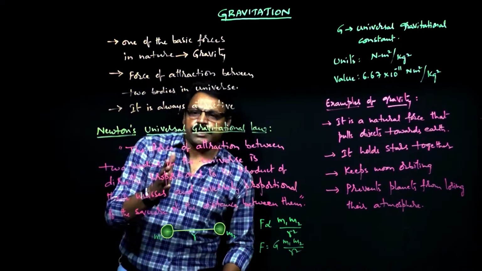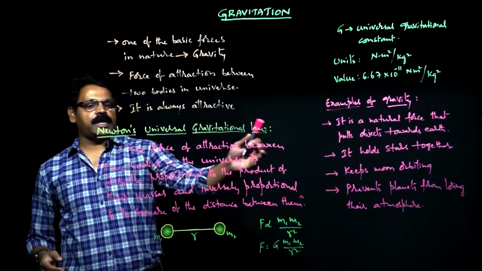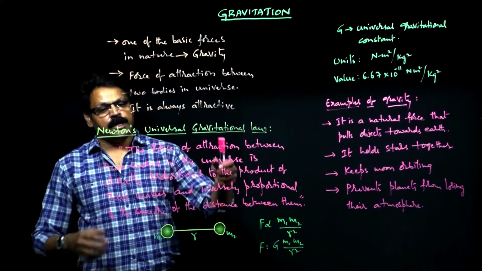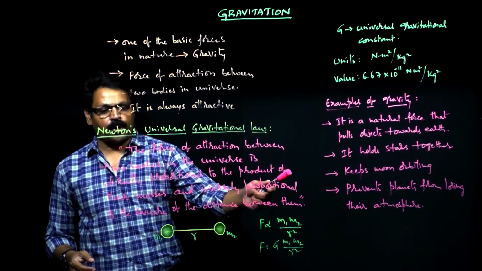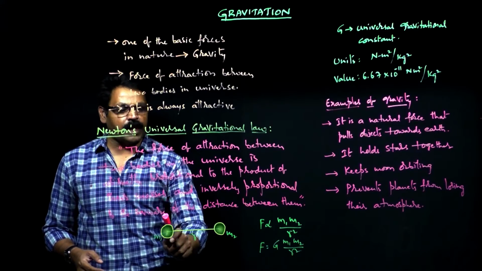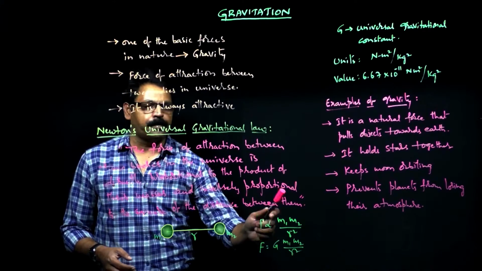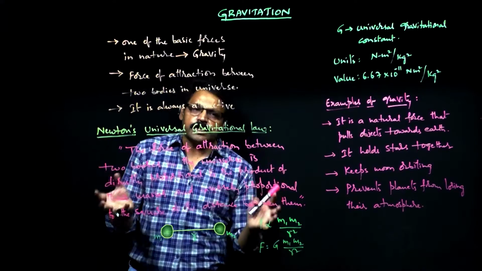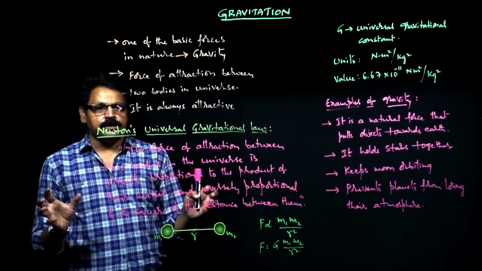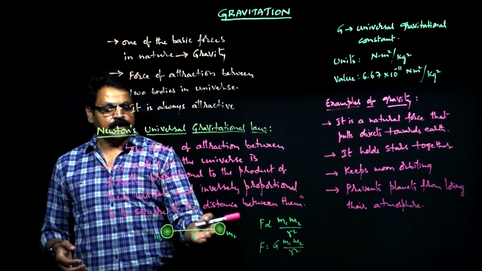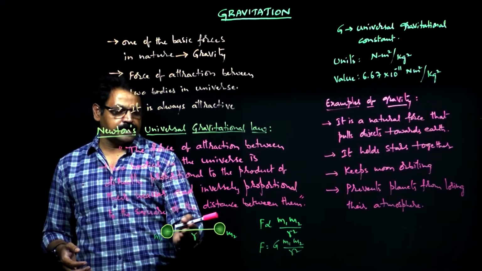Here the statement says the force of attraction between two bodies in the universe, any two bodies, is directly proportional to the product of their masses and inversely proportional to the square of the distance between them. So in order to define, in the universe, consider any two bodies. If their masses are, let us suppose, m1 and m2, these two are separated by certain distance.